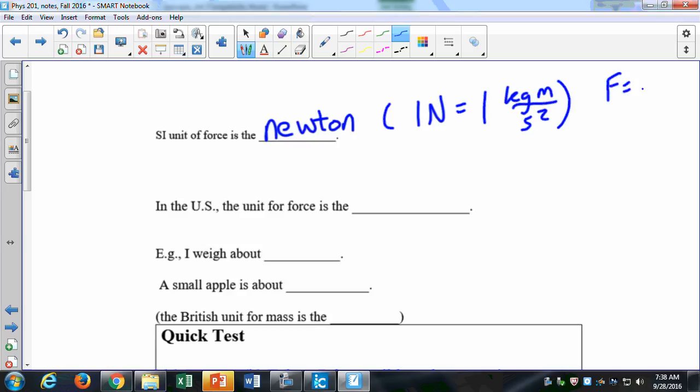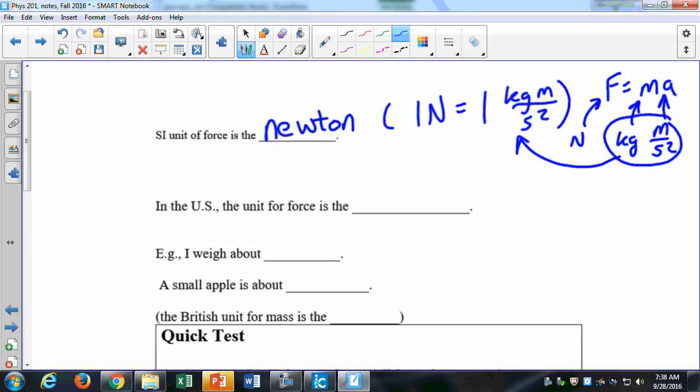Instead, we look at Newton's second law, which is F equals ma. I know the units for F are the Newton, the units for m are the kilogram, and the units for a are the meter per second squared. And so this is where we get this.